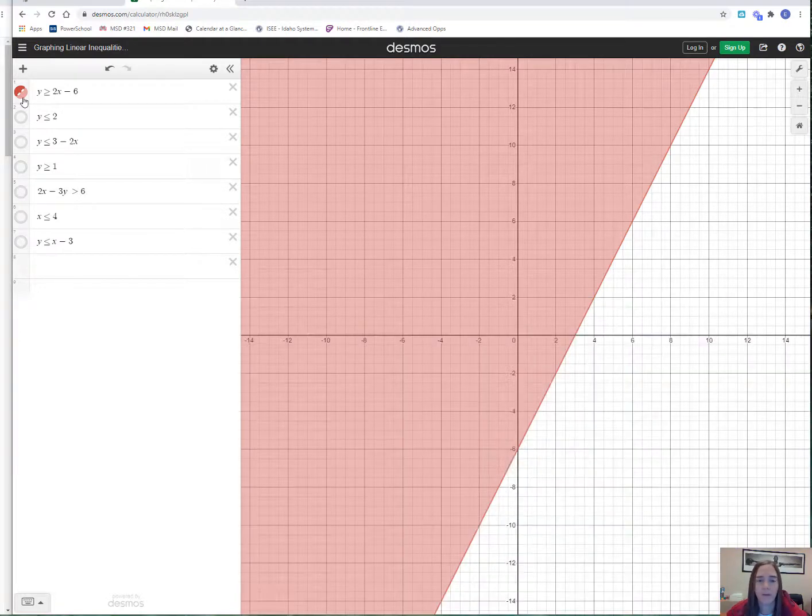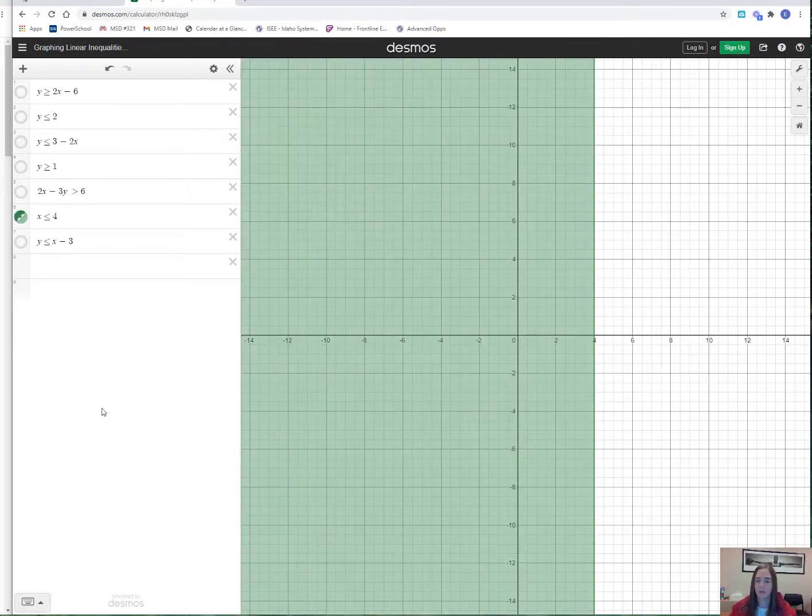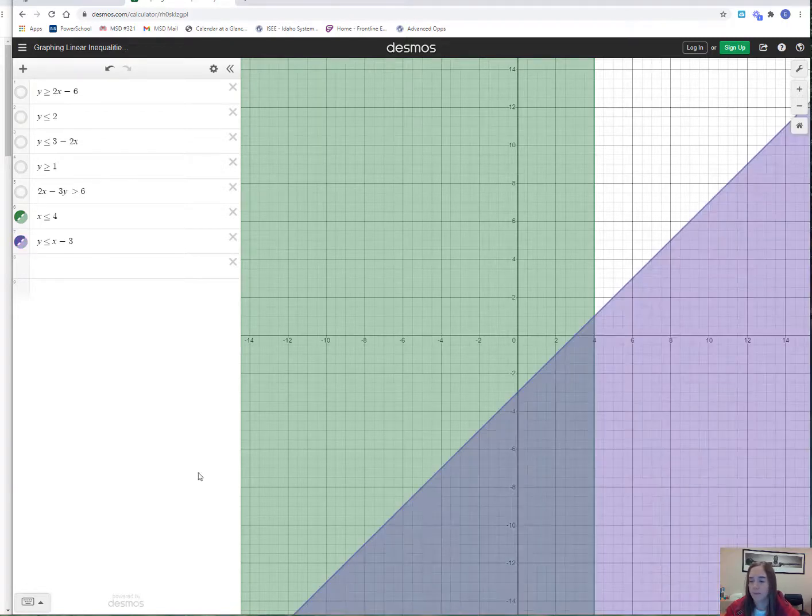Okay, so just to show you a couple other examples. If I take x is less than or equal to 4, that would be a vertical line because it's x equals 4 every time. And to find which side to shade, if we put a 0 in for x, 0 is less than 4, so that's why this side is shaded. Anything over here wouldn't work because x is not going to be less than 4. Then if we add a second line, y is less than or equal to x minus 3.